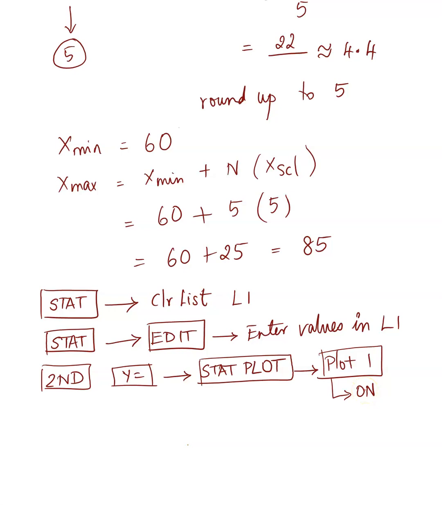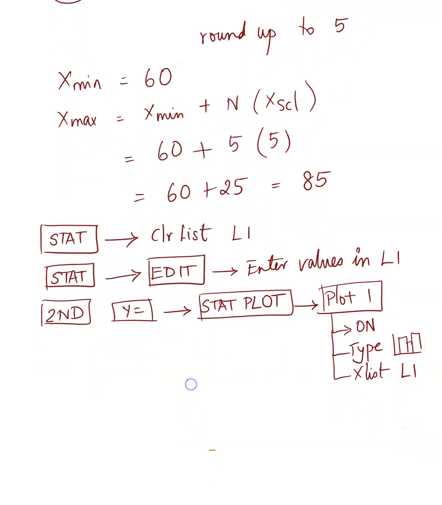and then select the type, the one with the histogram bars, and then your X list will be L1, and your frequency is already set to be 1. So we're good there. Right. It's just to say that each entry is counted only once. That's what the frequency equals 1 means.